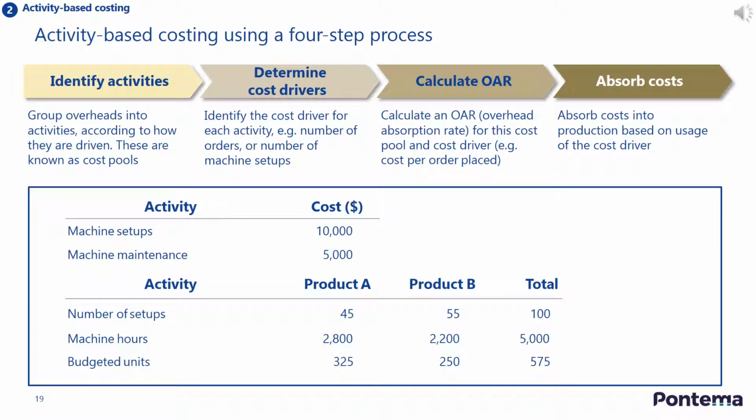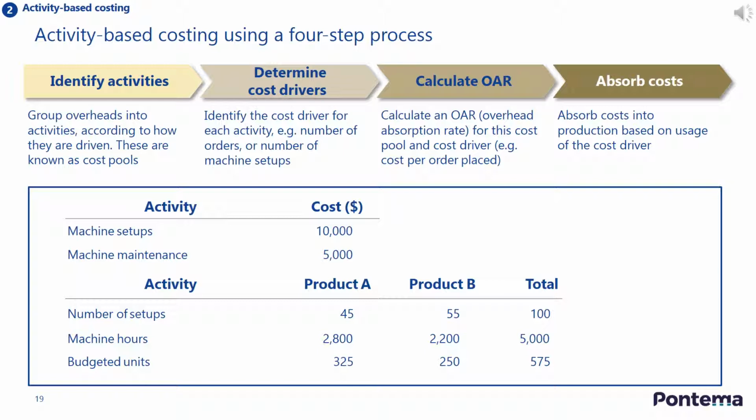Activity-based costing focuses on linking overheads to activities to understand what drives them. In other words, each group of overheads is absorbed using a different overhead absorption rate, depending on what drives the cost. This can be done in a four-step process.